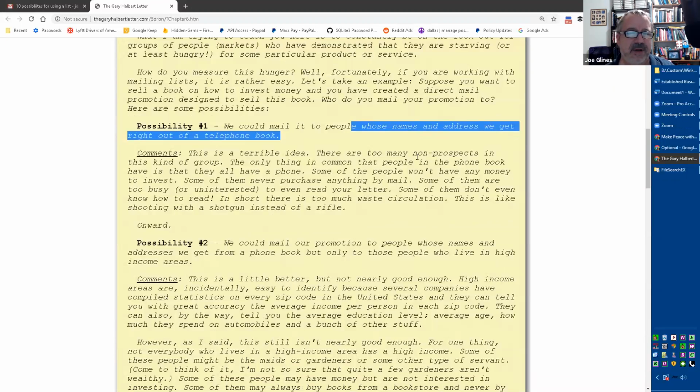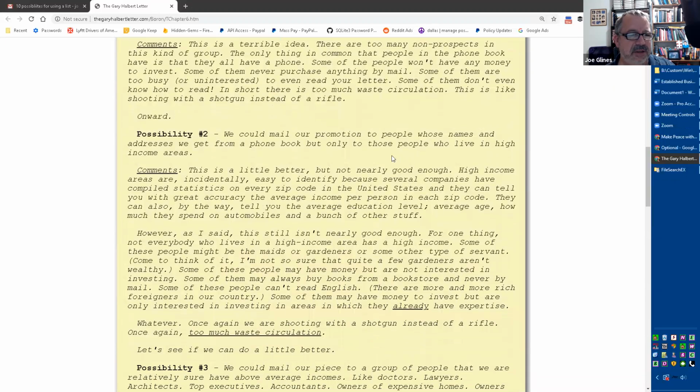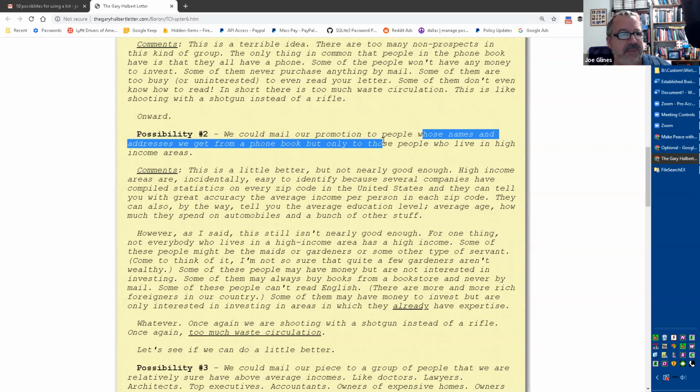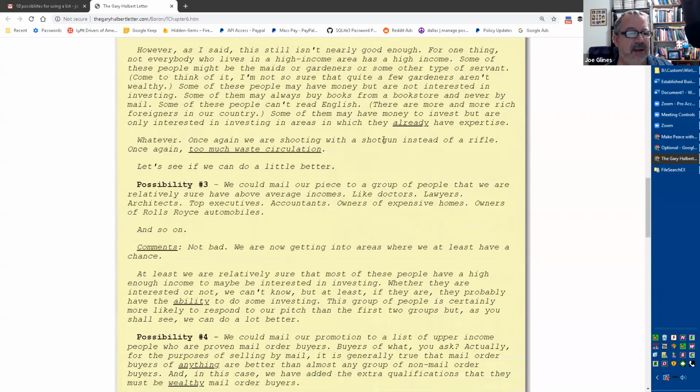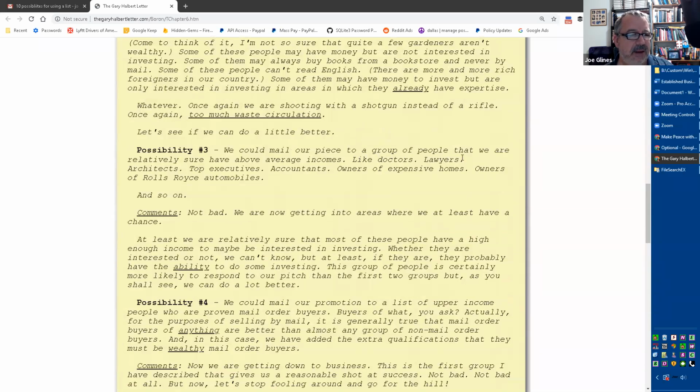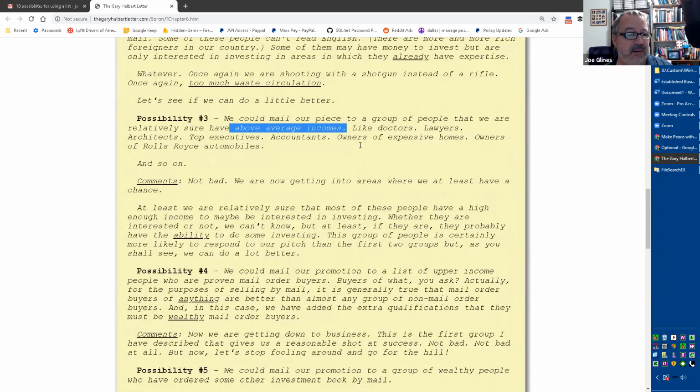And he talks about it like, hey, it might work, especially for geography type, but it's not a very good list, right? Number two is we can mail to the names and addresses from the phone book, but only those that live in a high income area, right? So especially if you're targeting more wealthy people, hey, that's going to do better, right? Then you could say, well, what if we did that same thing, but only people that have above average incomes. So not just that they live in the area, but only those that have a certain income level or more, right? Oh, hey, this is getting better, right?